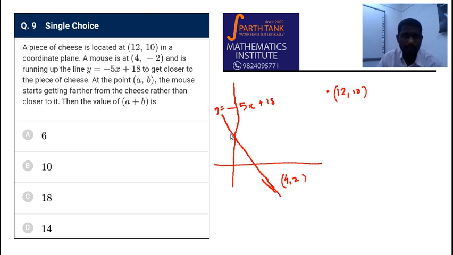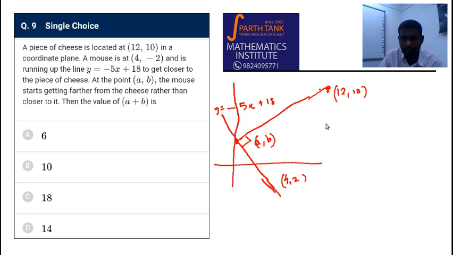Okay. So let us say this line is y is minus 5x plus 18. At the point (A, B), the mouse starts getting farther from the cheese rather than closer to it. That is, while it is running along this line, at one point it starts going farther away. It comes closer, then becomes farther away. That is, it reaches the minimum distance point, the perpendicular of course, and then after this point it starts getting farther away. So let us call this point (A, B). The question is, what is the value of A plus B? So basically you are supposed to find the foot of the perpendicular, and once you find the foot of the perpendicular, you have this point, and then you find A and B.